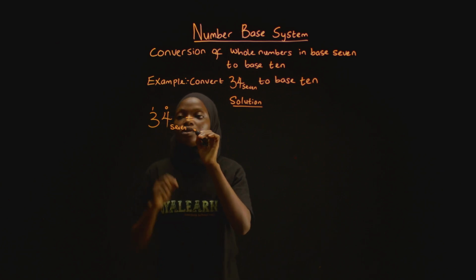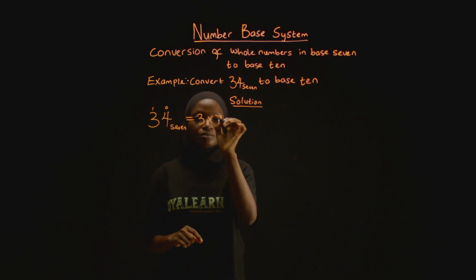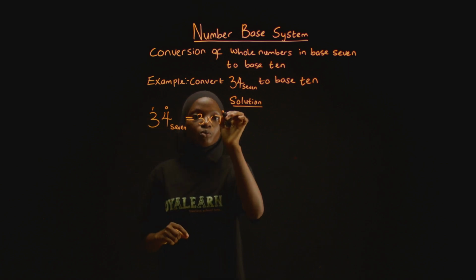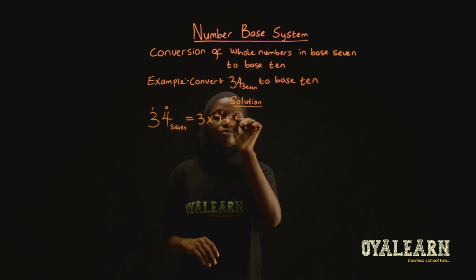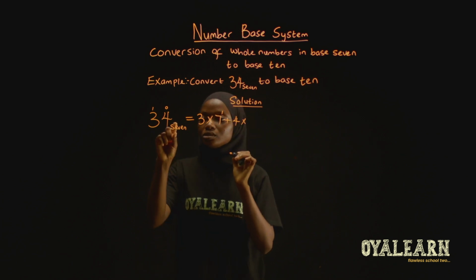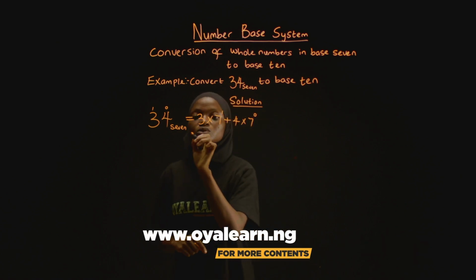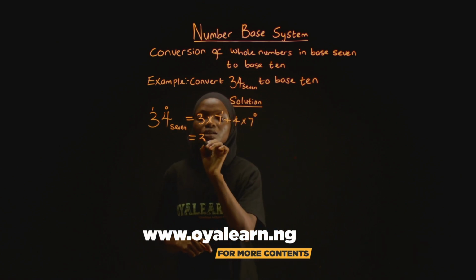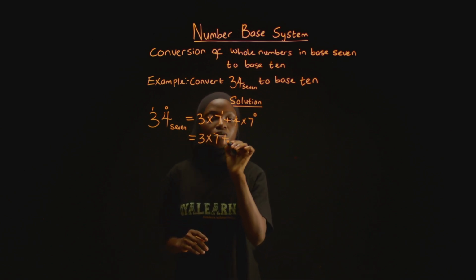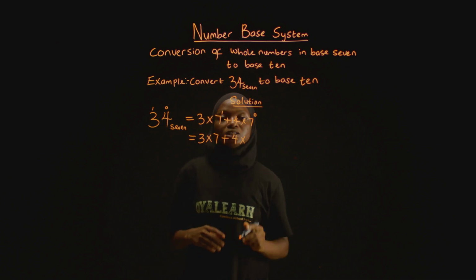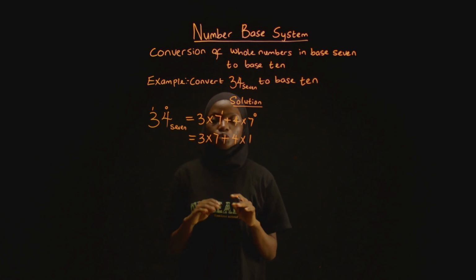Now we simplify further. We pick the first digit, 3, multiplied by the base, 7, raised to the power of the numbering, 1, plus, we do the same thing for the next digit, which is 4, multiplied by the base, 7, raised to the power of 0. So we have equals 3 multiplied by 7 raised to the power of 1, which is 7, plus 4 multiplied by 7 raised to the power of 0, which is 1, because anything raised to the power of 0 is 1.